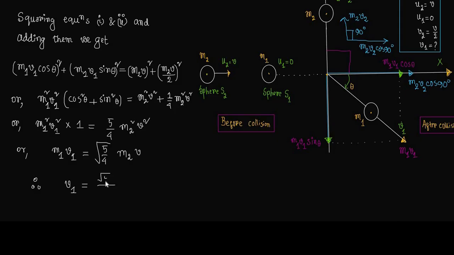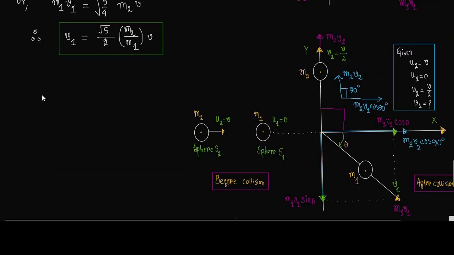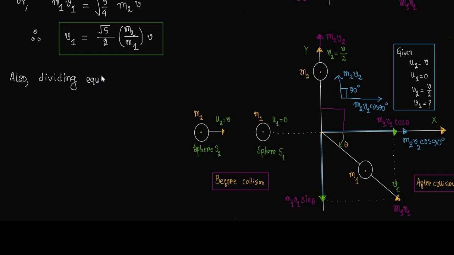Therefore, v1 is equal to root 5 by 2 into m2 by m1 into v. We get the expression of velocity of sphere S1, that should be root 5 by 2 m2 by m1 into v.